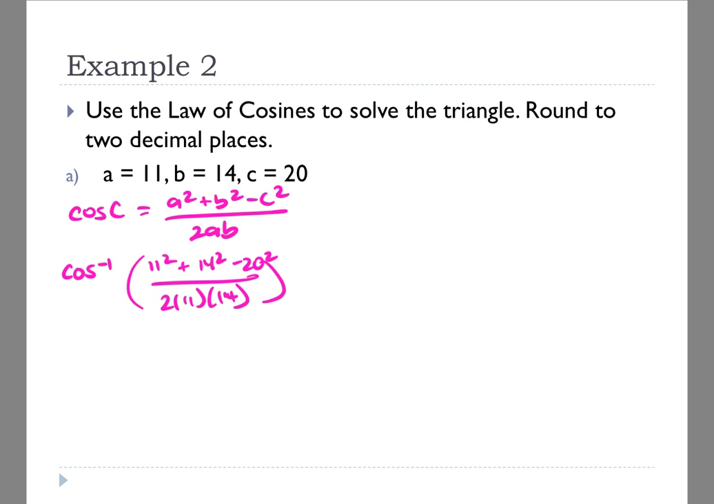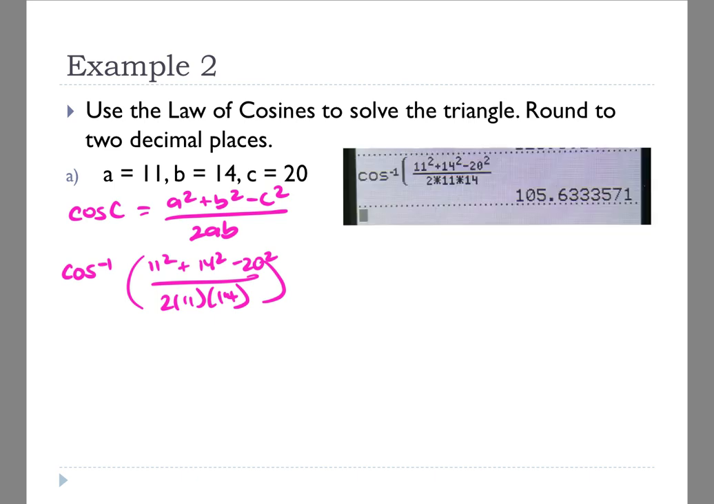There's a shortcut for your fraction button. I don't know if you know this. If you hit alpha, y equals, so if you hit the green button and you hit y equals, number 1 gives you that fraction bar. Okay, so this was angle C. Okay, that's what my calculator looked like.